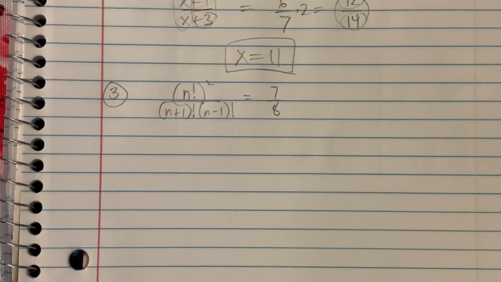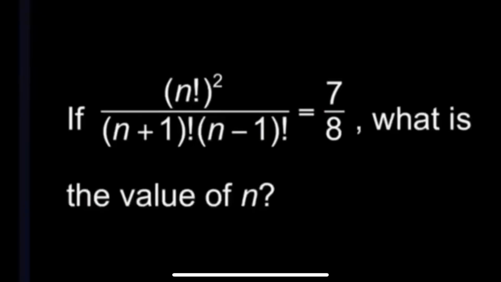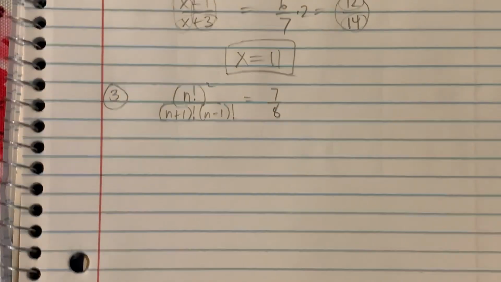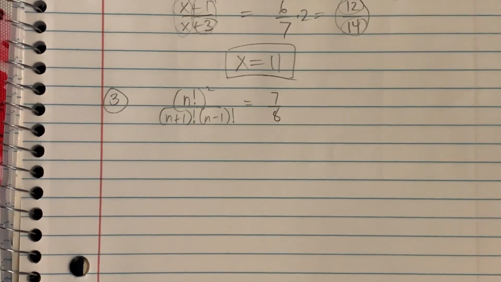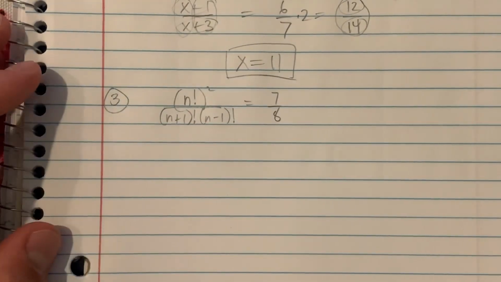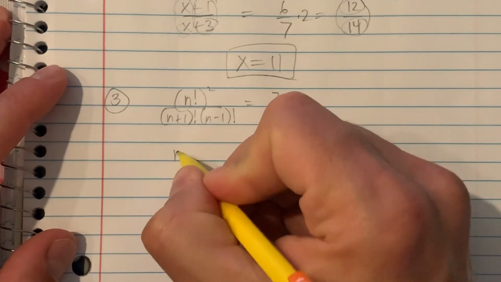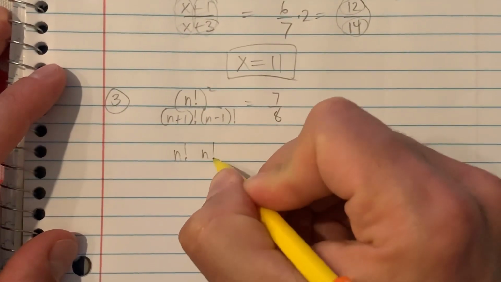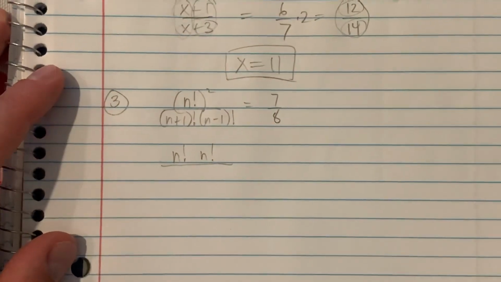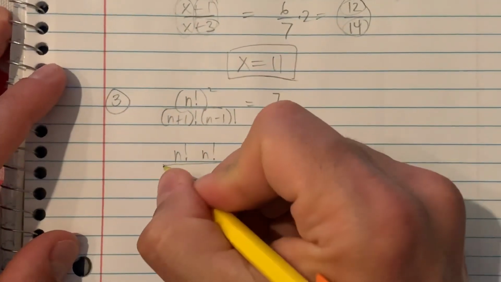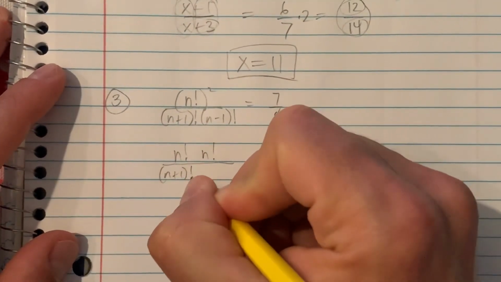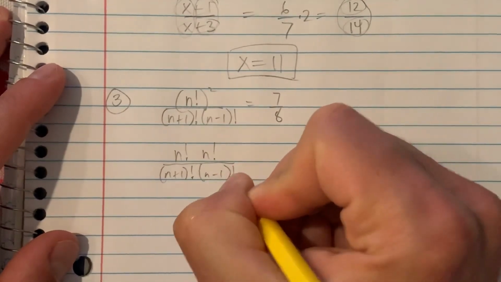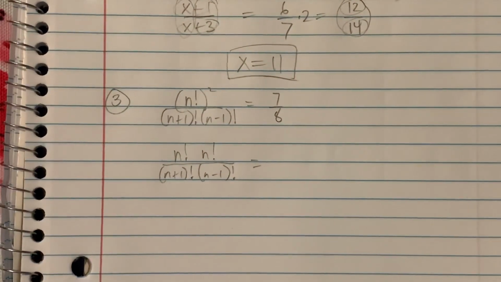And for challenge problem number 3, we were talking about this factorial business. We had talked about where factorial is every integer less than that value multiplied. So 5 factorial is 5 times 4 times 3 times 2 times 1. I'm going to write out the top of this, which is n factorial quantity squared, as n factorial times n factorial. All right? And so on the bottom, I have n plus 1 factorial and n minus 1 factorial. Let's see if we can simplify this a little bit.